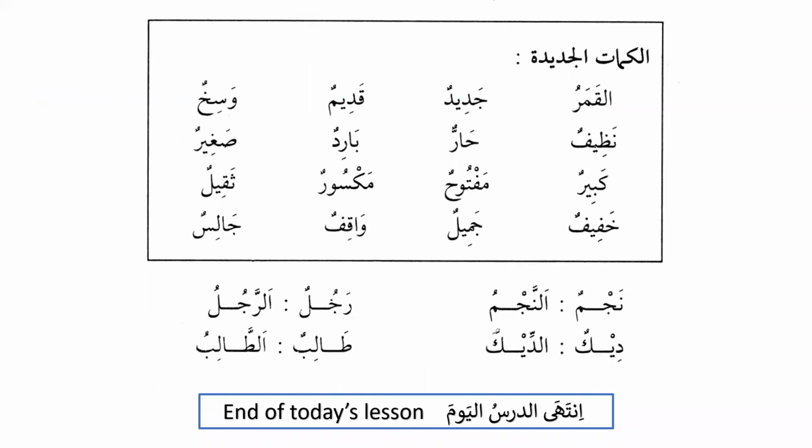Al-kalimatu al-jadidatu, the new words. We have learned all of them, alhamdulillah. So al-qamaru, the moon, jadidun, new, qadimun, old, wasikhun, dirty. Starting from here, we can see that all of them are adjectives, right? So that's why we do not need to translate them using a or an, because they are adjectives. That's number one. We know adjectives in English, and now we need to learn adjectives in Arabic. And here we go. We have a long list of adjectives.